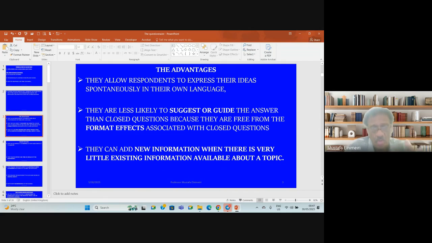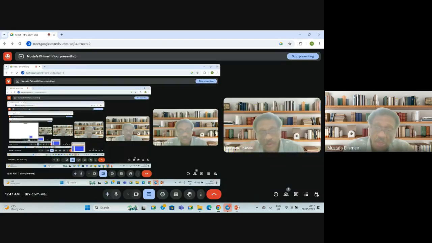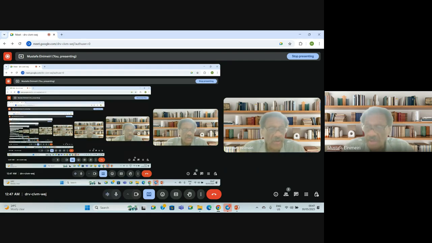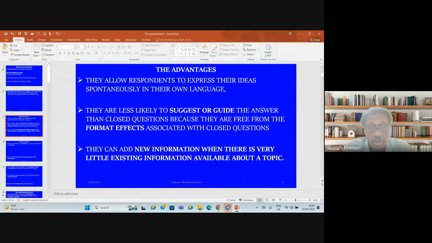Such open-ended questions can add new information when there is very little existing information available about the topic. For example, when we are carrying out studies during the COVID-19 pandemic, we can use open-ended questions so that we can find or generate new information.